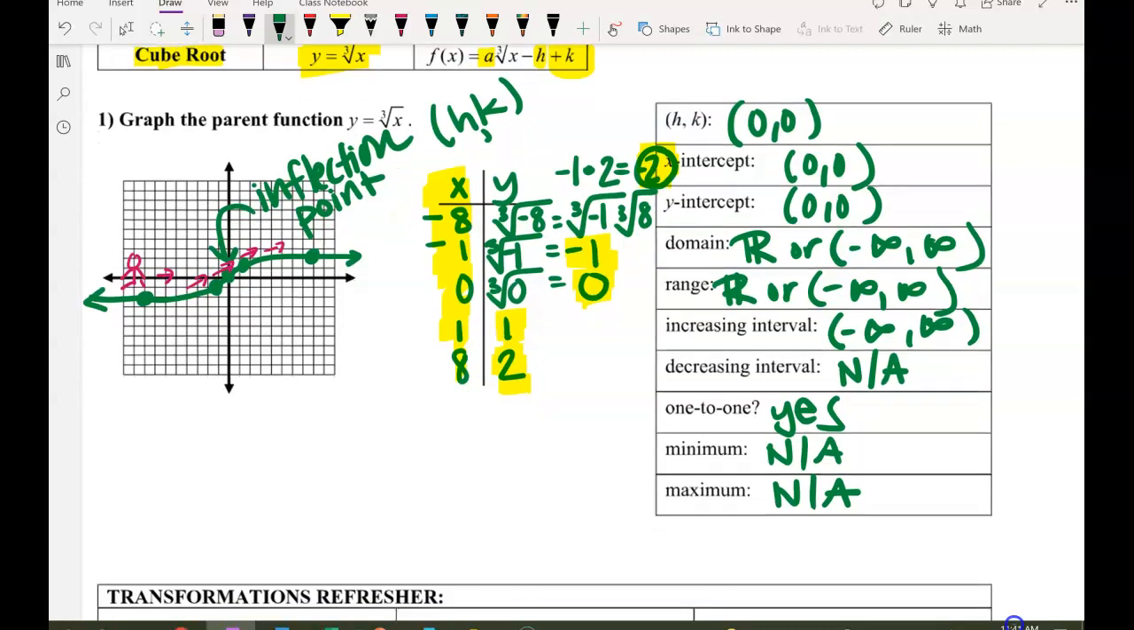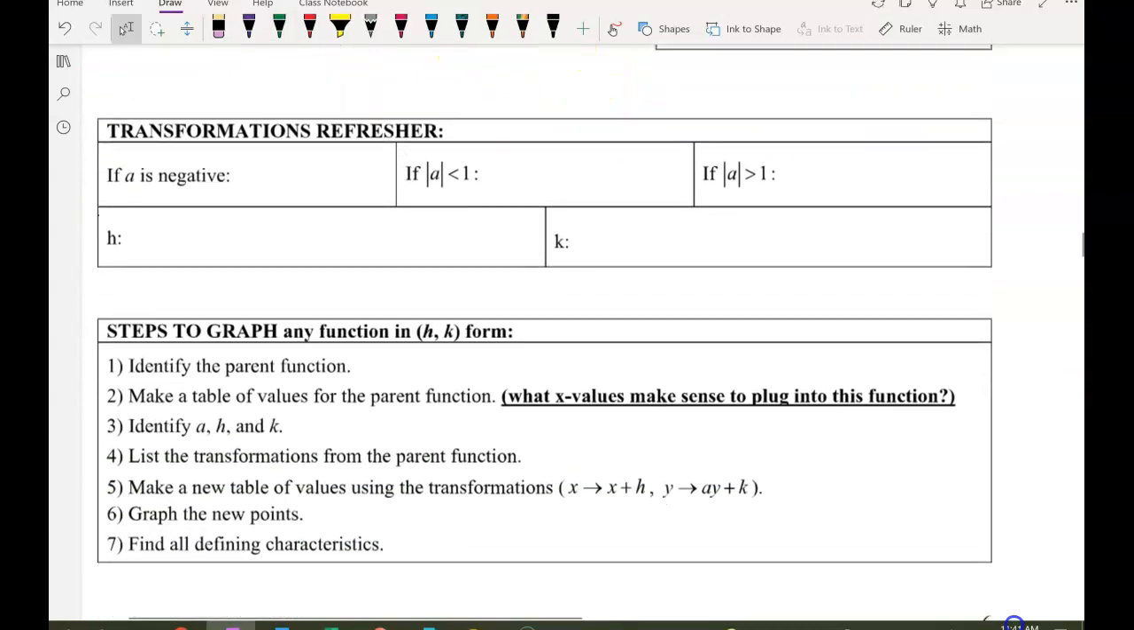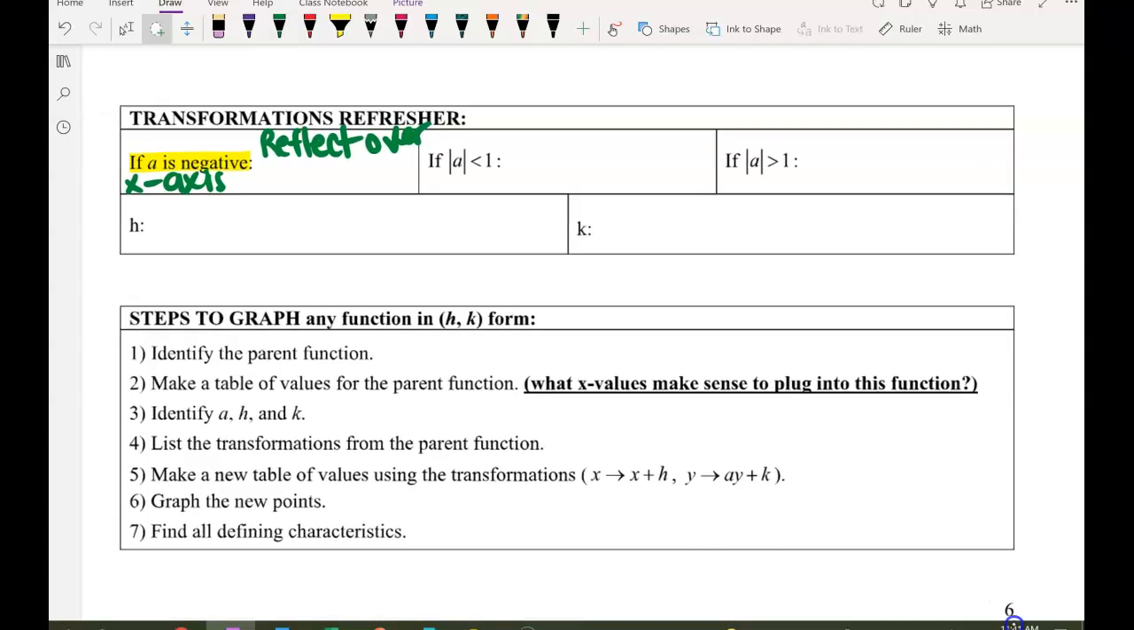Let's go and do the transformation refresher. So as you guys remember already, if A is negative, that is a reflection over the x-axis. Reflect over x-axis. Now sometimes some of your teachers or some of your friends will also call this a vertical reflection. So vertical reflection, okay?